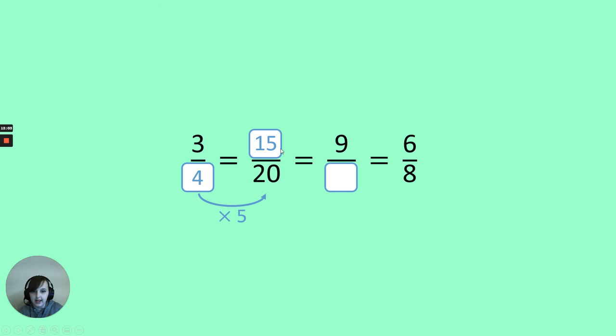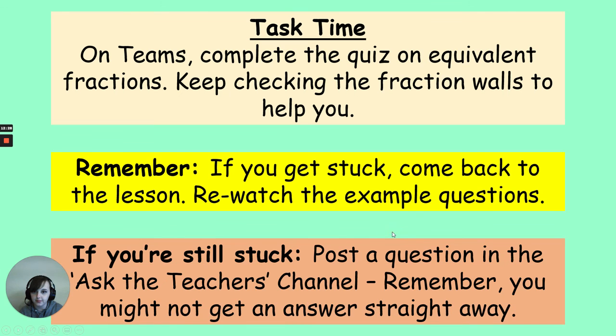Let's have a look over here. Now 15 and 9 aren't in the same times table. We're not sure what to do with 20, so let's keep using our 3/4 to help us because they're all equal. We could use any of them. I know that 3 times 3 makes 9. What I do on the top, I do on the bottom. 4 times 3 is going to give me 12. And I've managed to fill in all of my equivalent fractions here.